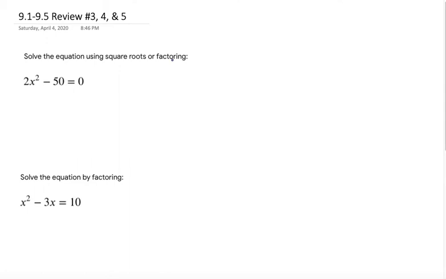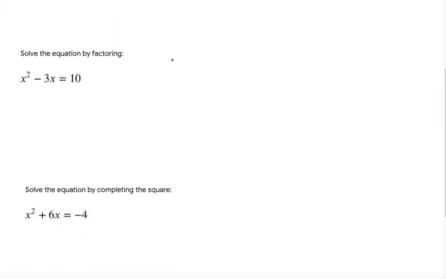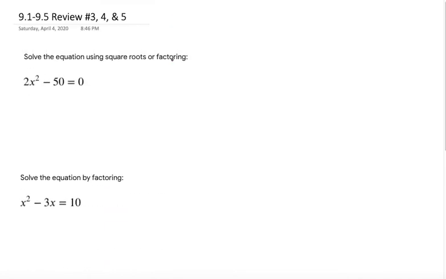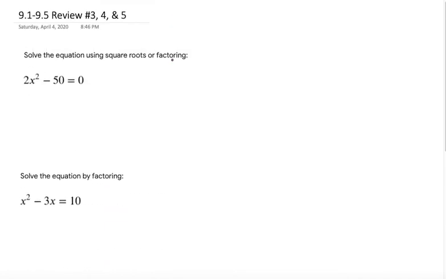On this page, we'll do numbers 3, 4, and 5. And this is just different ways of solving these quadratics. So this one says to solve the equation by using square roots or factoring. And I put that option up there. Remember, you have to show your work and send it in. But I put that option up there because some people will like to do this in different ways. So it doesn't matter to me how you do it as long as you're using square roots or factoring for this one. So I'm going to use square roots.